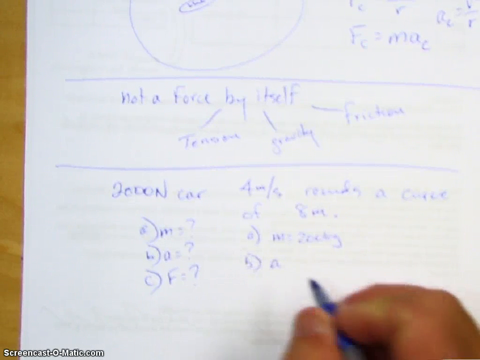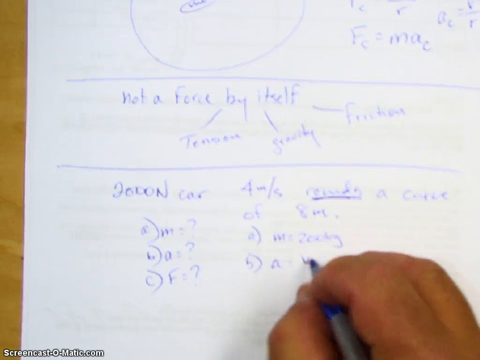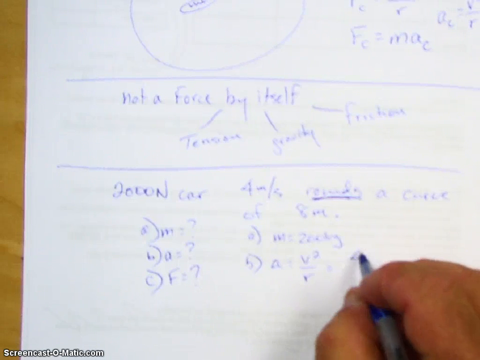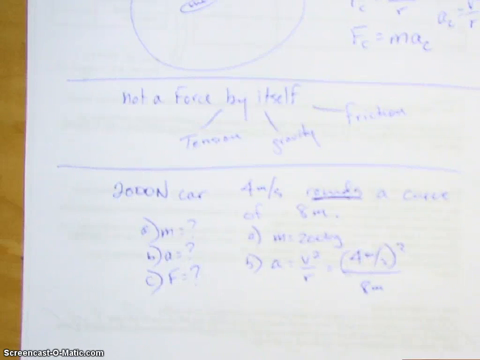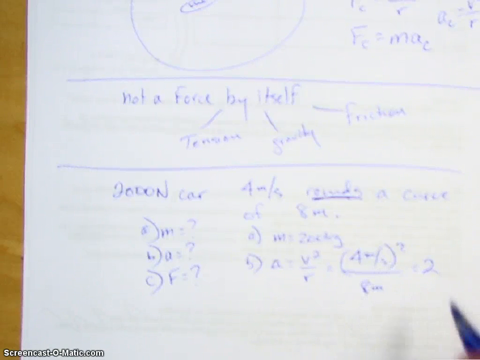Now for part B, I want to find the acceleration. Well, since you're rounding a curve, the key thing, centripetal acceleration, comes into place. So v squared over r. Now if we plug and chug, we go 4 meters per second squared divided by 8 meters. 4 squared is 16. 16 divided by 8 is 2. Now if I take a look at the units, I'm going to have meters squared over seconds squared divided by meters. I get meters per second squared. That's an acceleration unit, so I'm probably right.